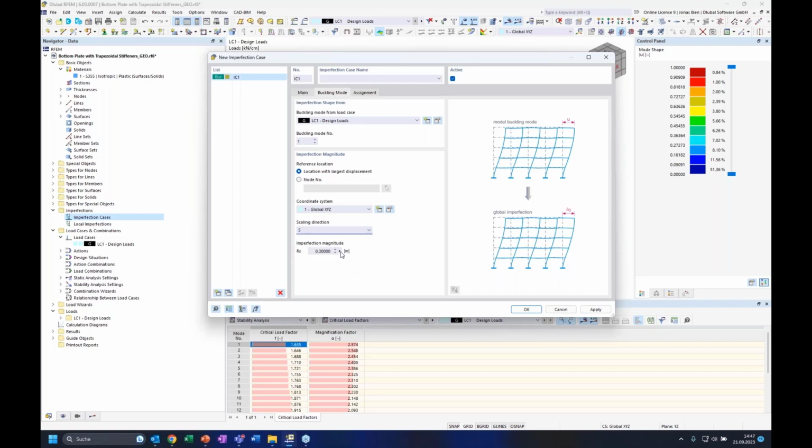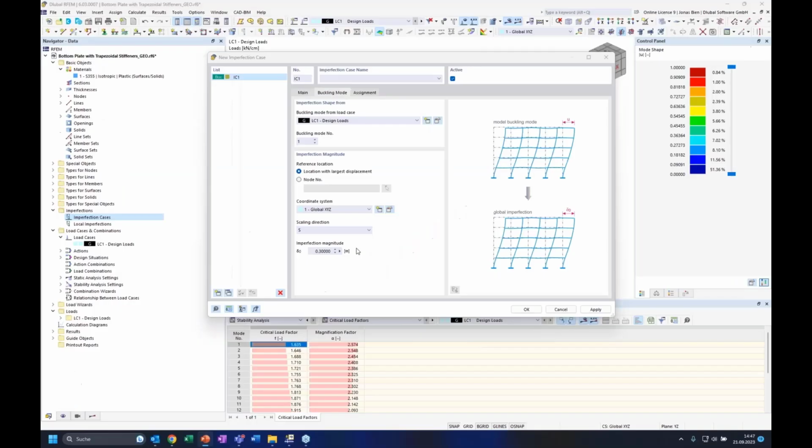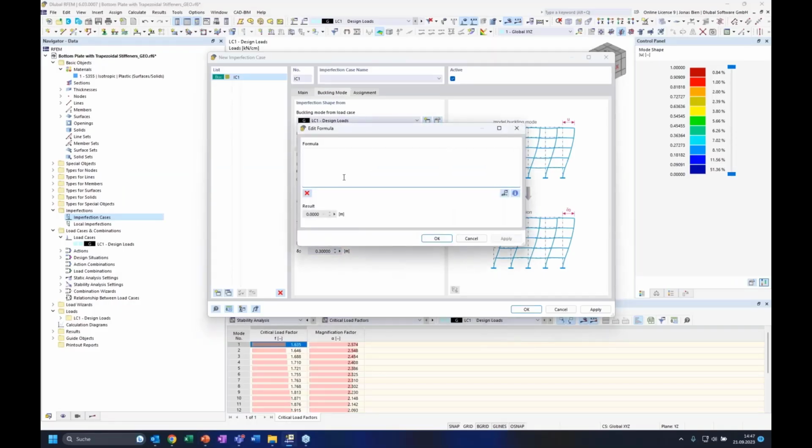And the magnitude, I can again show you the slide from the Eurocode. So for the local imperfection, it would be the minimum sub-panel dimension divided by 200. I can enter this as a formula condition. So I would enter here minimum of 0.725 meters and 5 meters, which would be the length of the sub-panel, divided by 200.